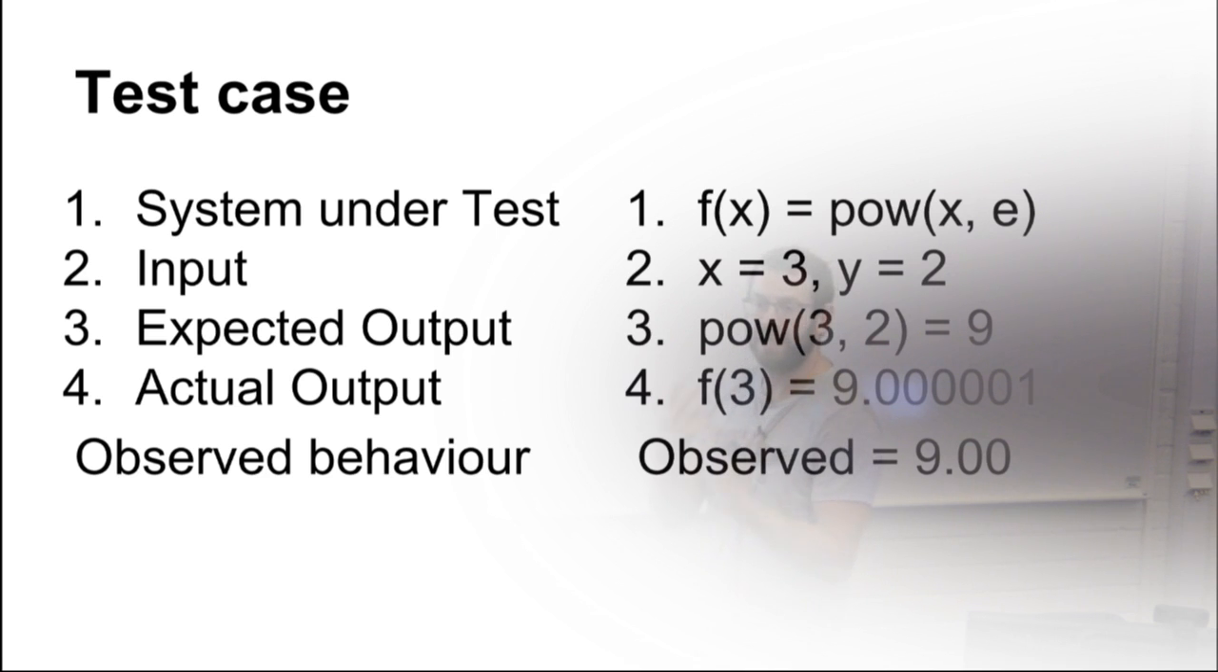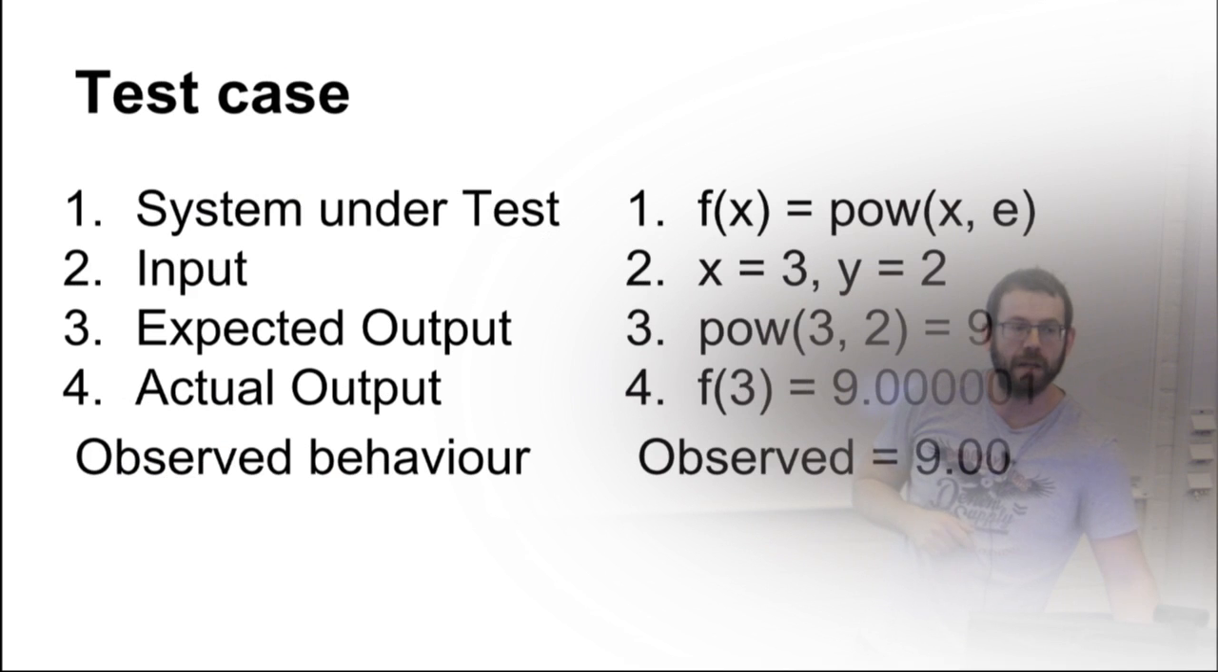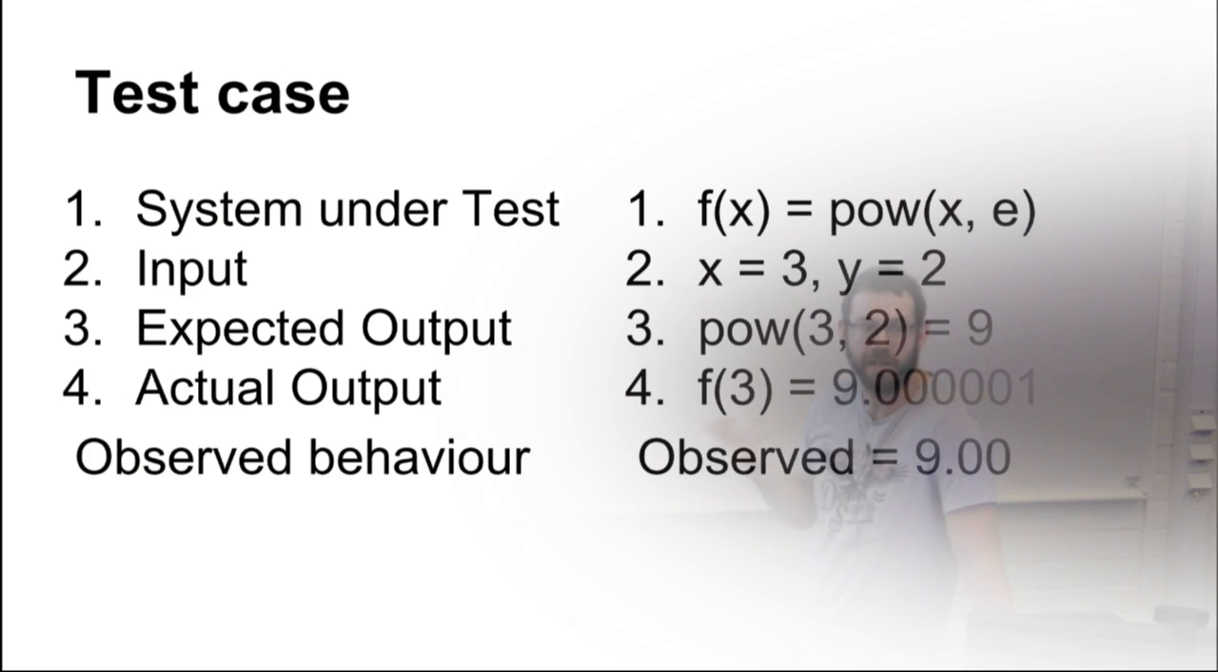And then in order to test this, we need test data. We need test input. And in this case, x is 3 and e is 2. You see the bug in the slide, right? And then the third part is that I need to know what I expect. And that is the thing I get from the desired behavior, right? The desired behavior of the pow function, if I provide it with a 3 and 2, is 9. So I expect it to be 9.